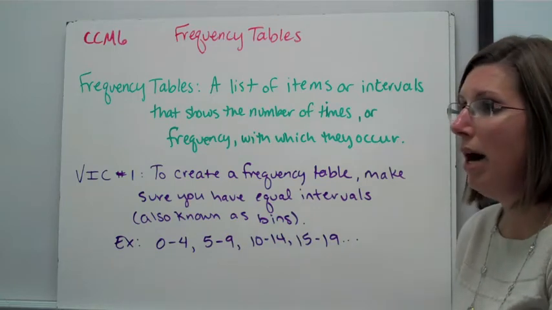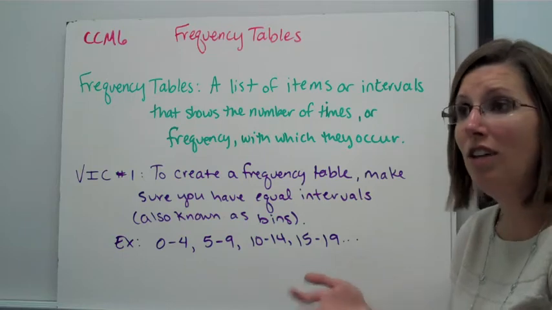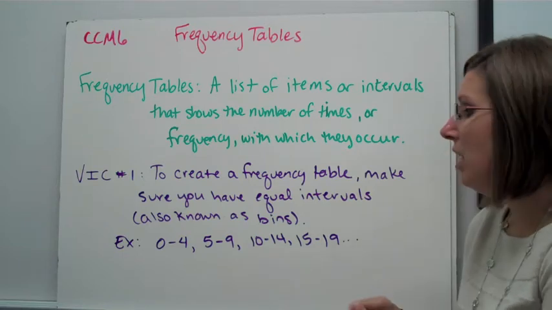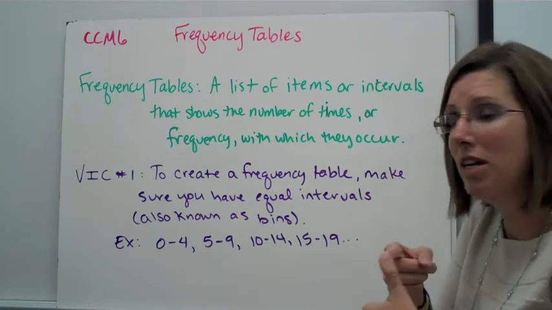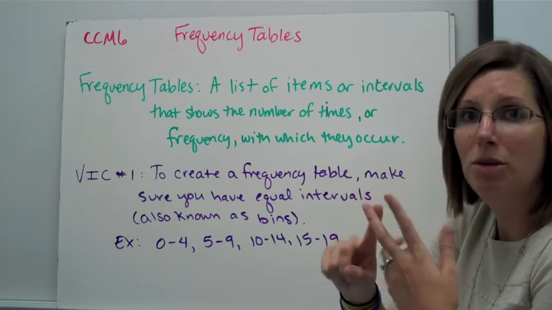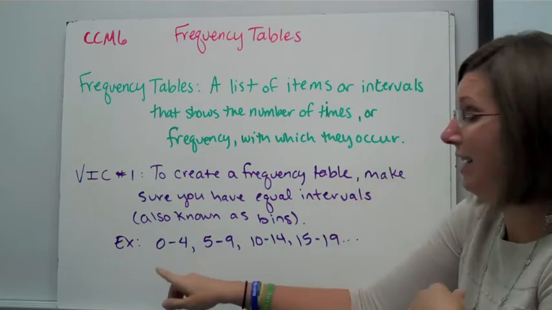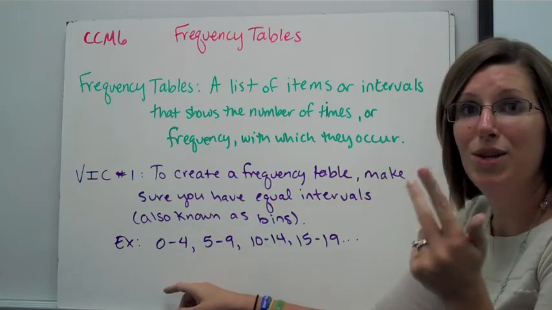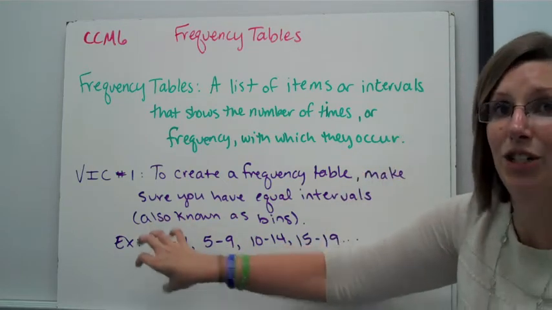If I'm talking about the number of pieces of candy that somebody collected for Halloween, somebody might have had 0 candy, so they didn't go trick-or-treating. Some people had 1 piece, 2 pieces, 3 pieces, 4 pieces. 5 is not an option in that sense. So 0, 1, 2, 3, or 4. There's 5 options in that bin or that interval.